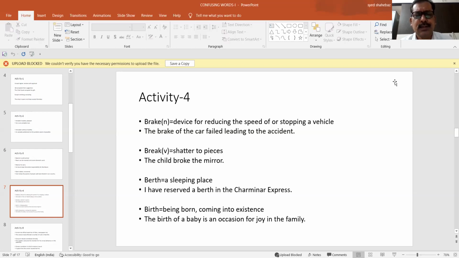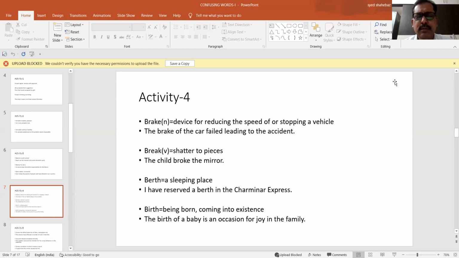Next, berth. Berth is a sleeping place. I have reserved a berth in the Charminar Express. It is a safe sleeping place, a thing like a bed where the passengers can sleep during night times and sit during daytimes. That is called a berth. See the spelling, B-E-R-T-H. Next word is birth, meaning being born, coming into existence.